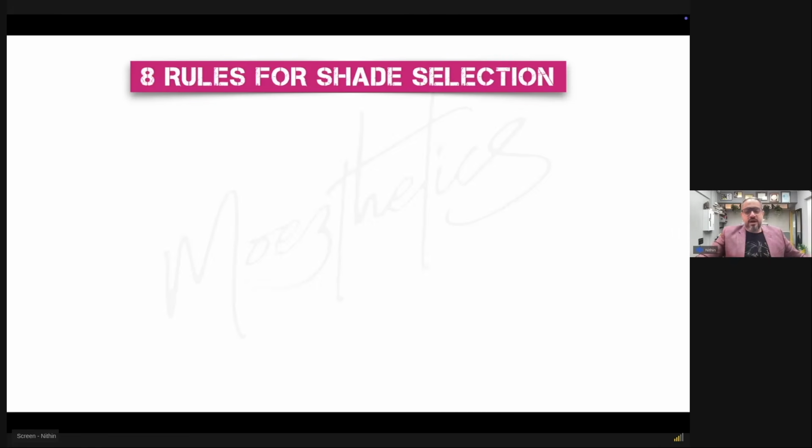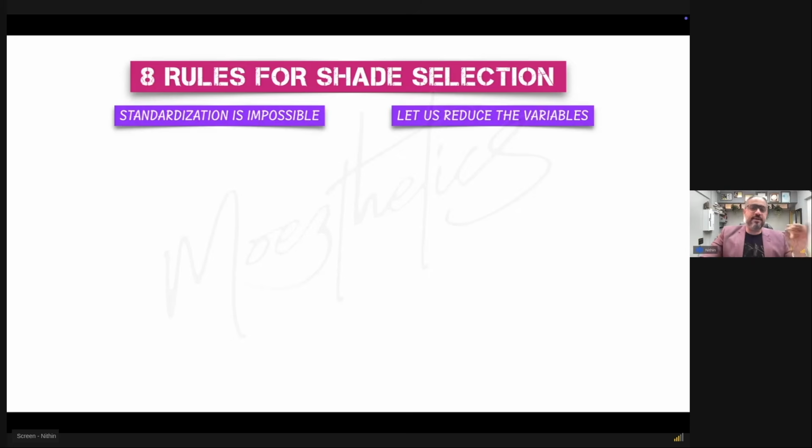What I'm sharing with you are 8 rules for shade selection. This is regardless of which shade guide you use. These rules remain the same. And why are these rules there? Because standardization is impossible. So we basically reduce the variables. So let's understand what we are supposed to do when we are selecting the correct shade.